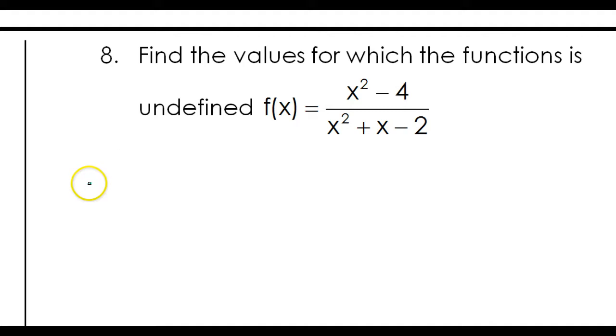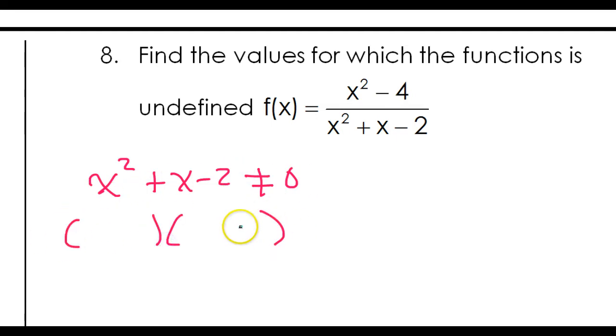In other words, x squared plus x minus 2, the denominator, cannot equal 0. So it's all about that. So let's factor this down. If I factor this, then x squared, that's x times x, right? I'm looking at the 2. 2 can only factor as 2 times 1.